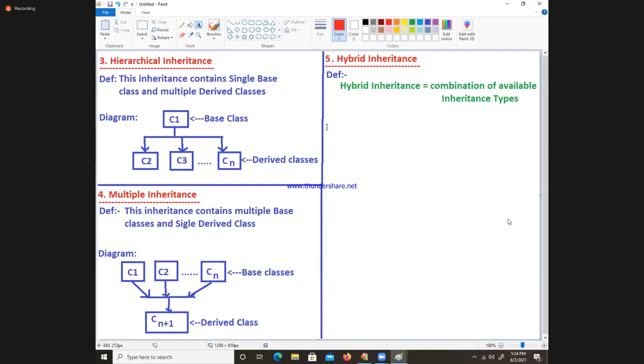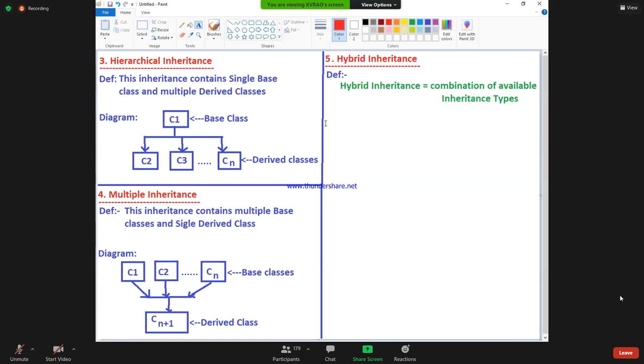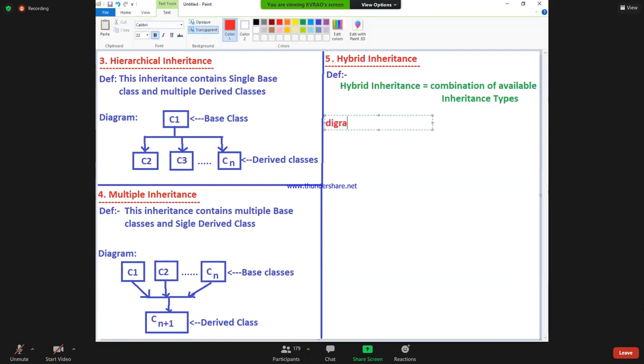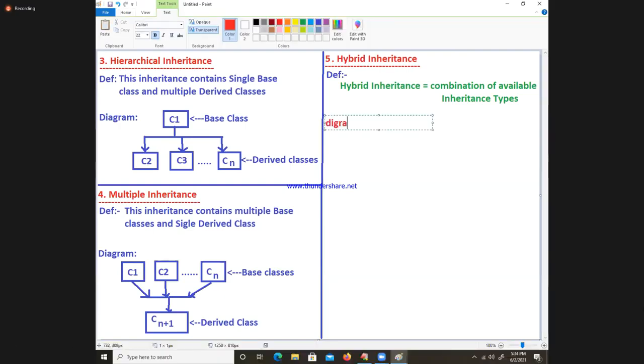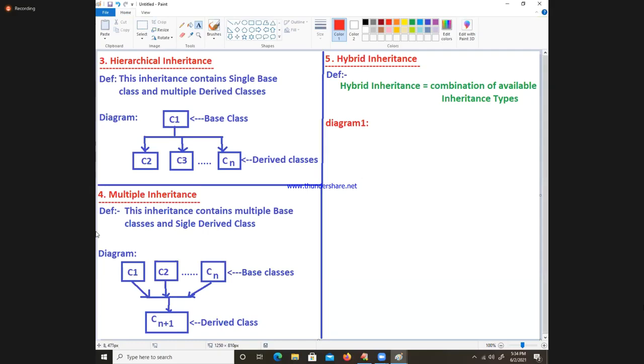Okay, sir. Now I will give the diagram. So diagram number 1 and diagram number 2. Two diagrams I will give you. So carefully observe it. Diagram number 1, diagram number 2. Yes. Look at it.